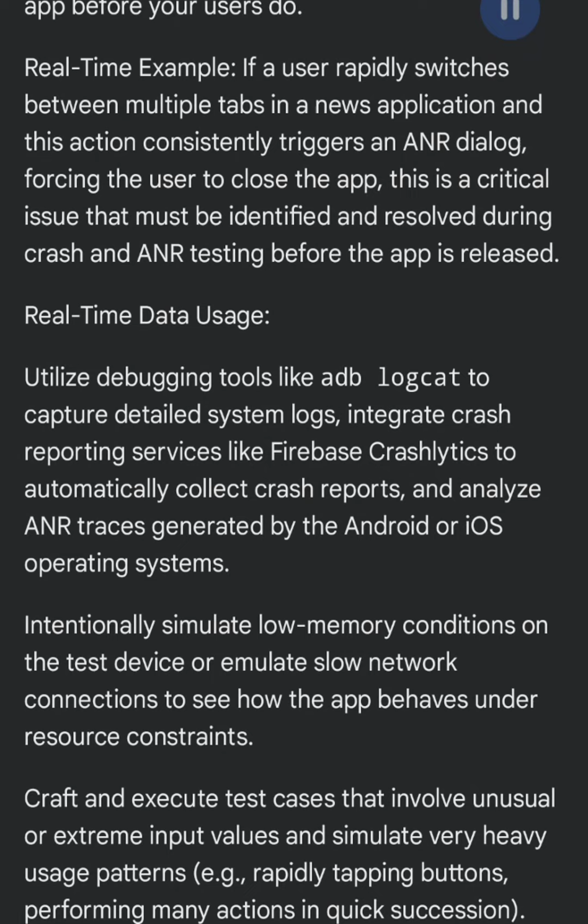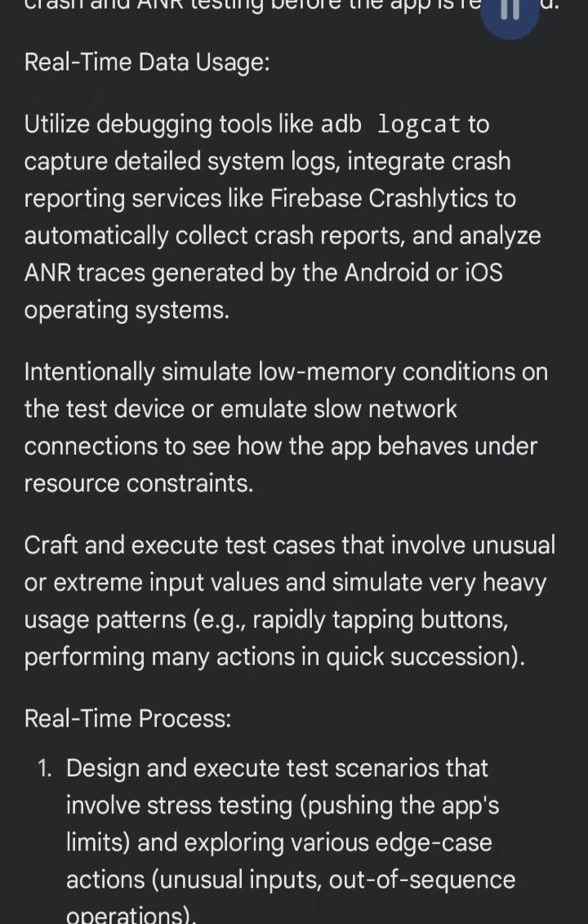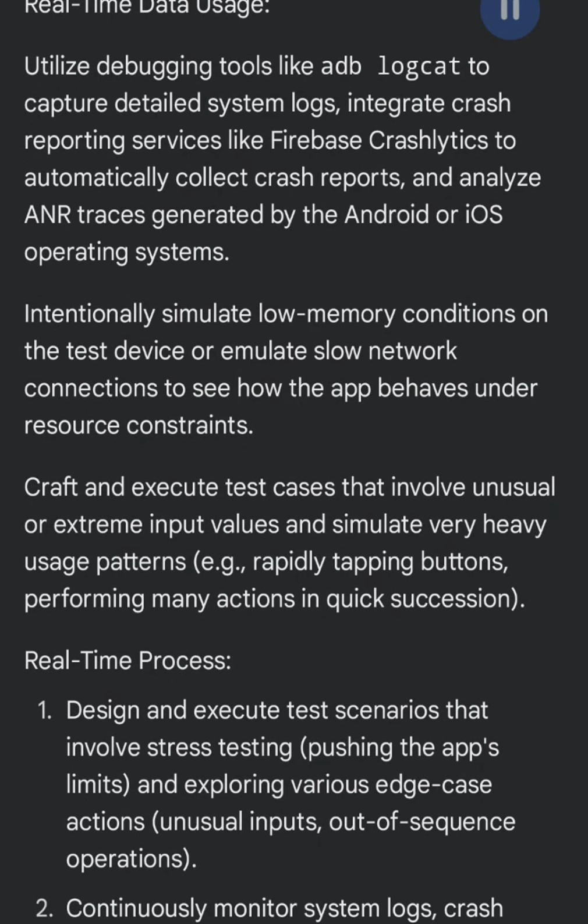Real-time data usage: utilize debugging tools like ADB Logcat to capture detailed system logs, integrate crash reporting services like Firebase Crashlytics to automatically collect crash reports, and analyze ANR traces generated by the Android or iOS operating systems. Intentionally simulate low memory conditions on the test device or emulate slow network connections to see how the app behaves under resource constraints. Craft and execute test cases that involve unusual or extreme input values and simulate very heavy usage patterns, e.g., rapidly tapping buttons, performing many actions in quick succession.